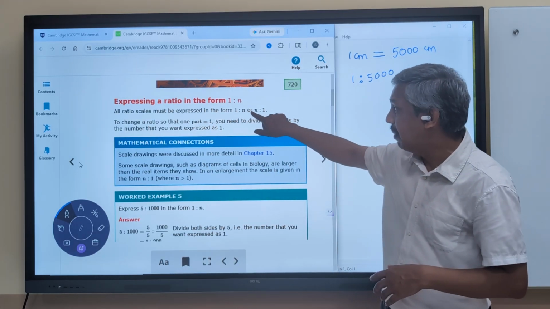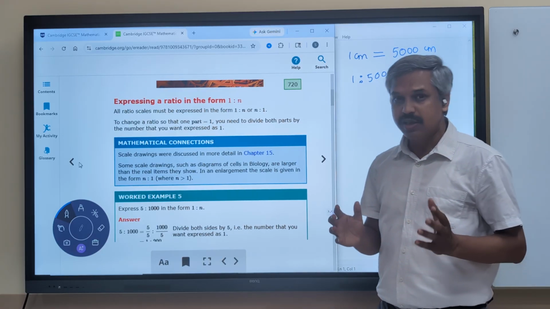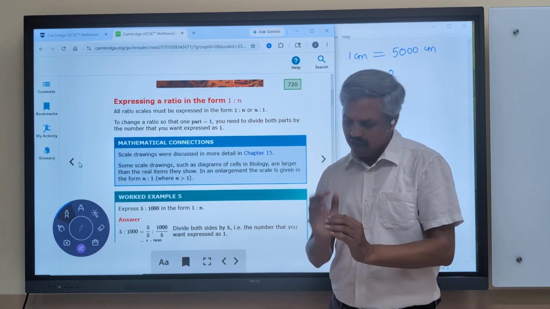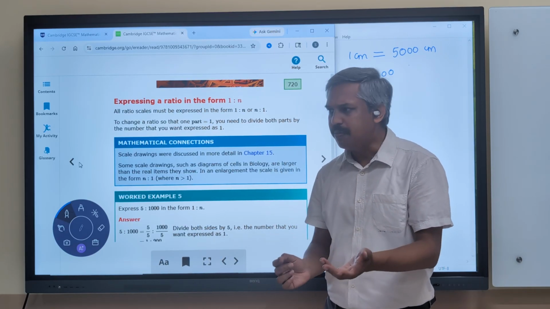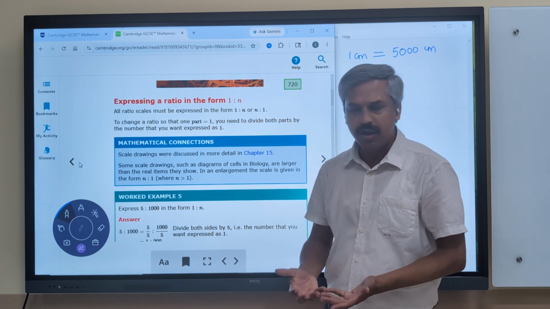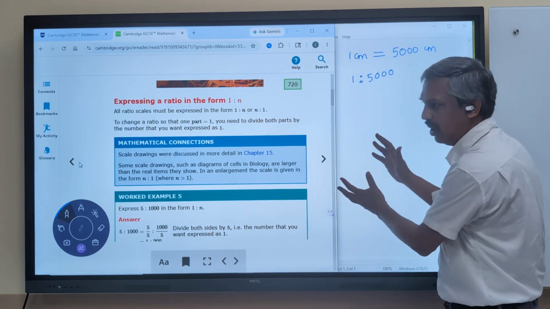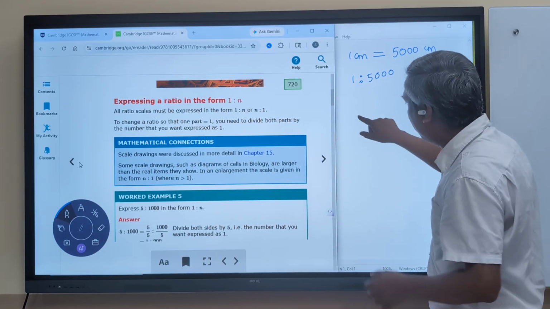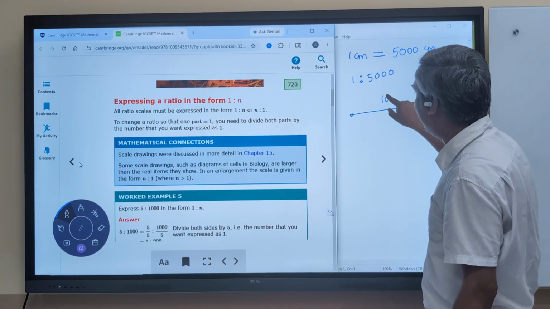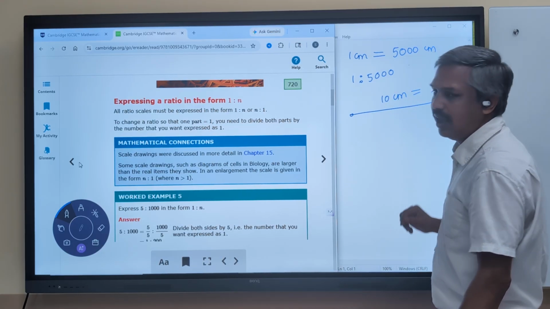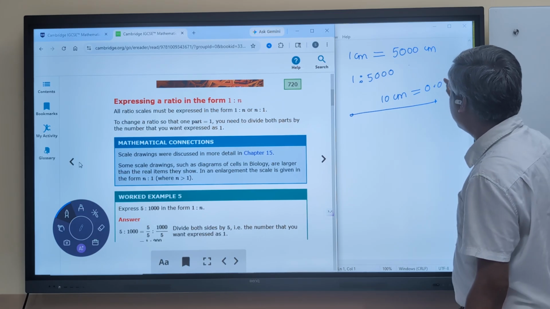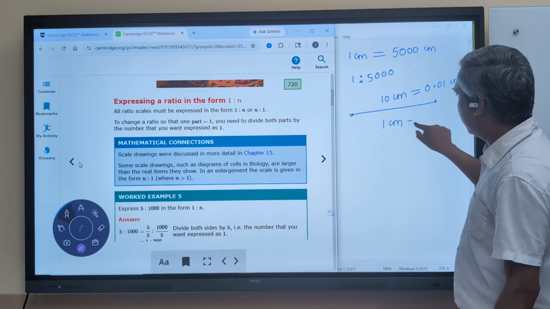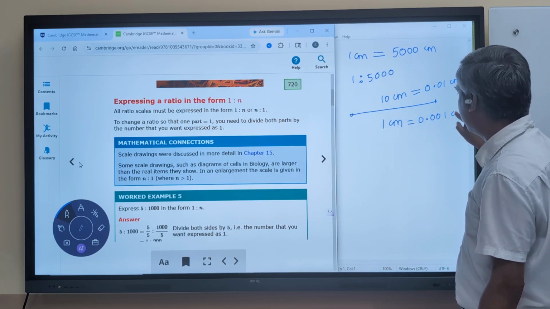But the opposite that can happen is n is to 1. When will that happen? Suppose you are taking a photograph by zooming in. You have a very specifically designed camera, and with that camera you are taking pictures, maybe a picture of a cell. What is inside a cell is so small and you magnify it so large. So what is seen to be 10 centimeters is actually equivalent to only 0.01 centimeter. So you divide by 10, you get 1 centimeter is equal to 0.001 centimeter.